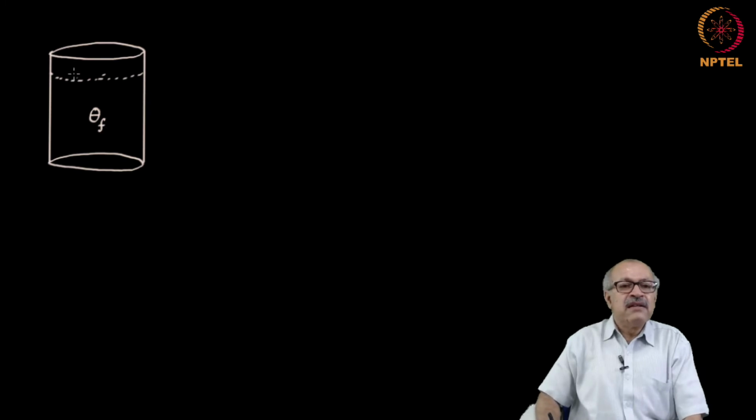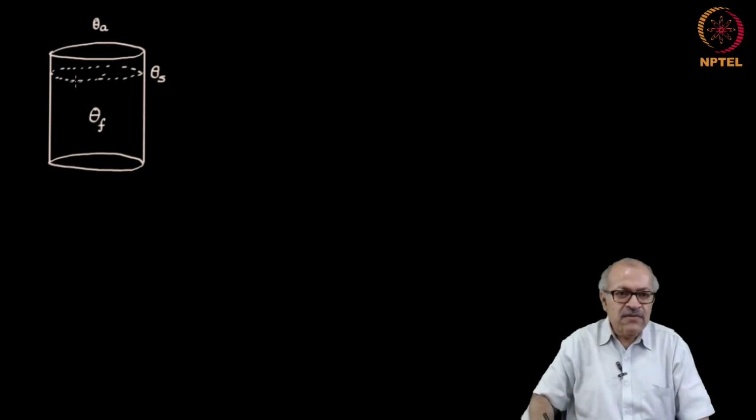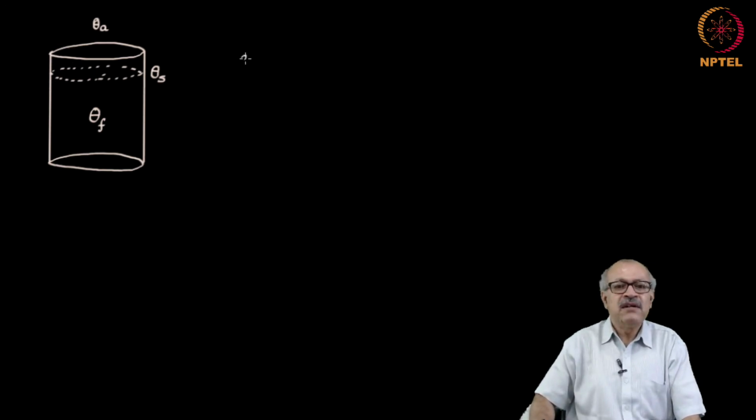and there would be the surface of the water, there would be a temperature of the surface and there would be some temperature of the air. Now, you notice that there are three mechanisms of loss of heat: conduction, convection and radiation.